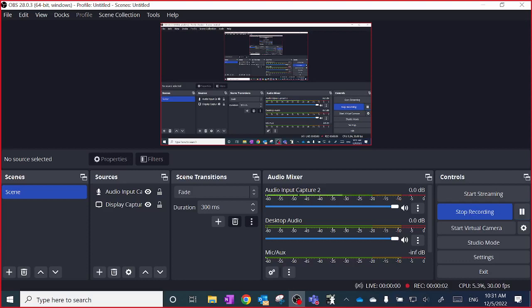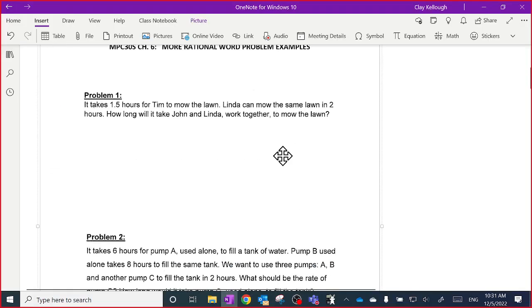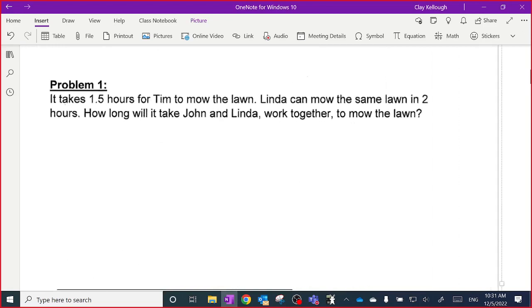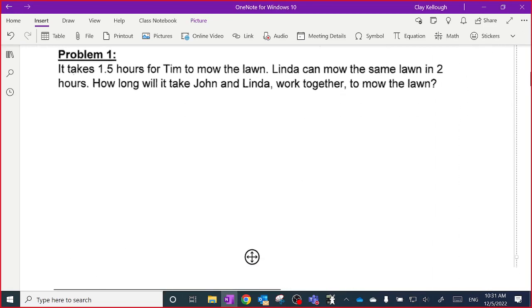All right. Let's do these examples together, shall we? Okay. What do you think of the first one? This one looks just like the one about the popcorn. It takes 1.5 hours for Tim to mow the lawn. Linda can mow the same lawn in 2 hours. How long will it take John and Linda working together to mow the lawn?